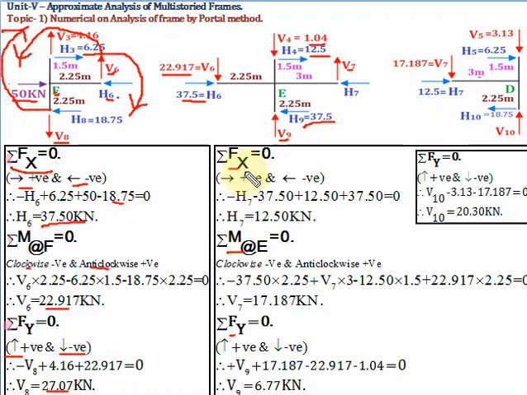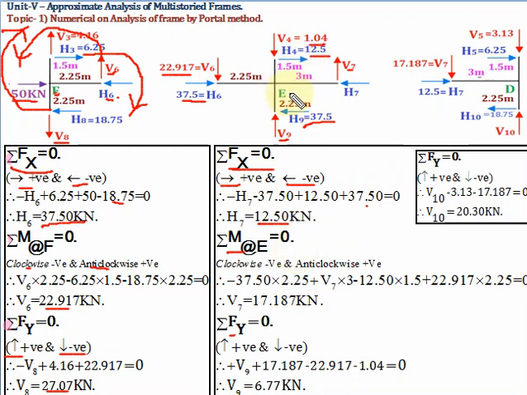Now first equilibrium equation, that is summation Fx equal to 0. Here again consider the forces acting toward the right side positive and toward the left side negative. Now H7 is acting towards the left hand side, minus, then 37.5 again acting toward the left side, minus, now 12.5 acting toward the right, plus, and 37.5 acting toward the right hand side, plus. So after solving this we'll get the value of H7. Then taking moment at E equal to 0.